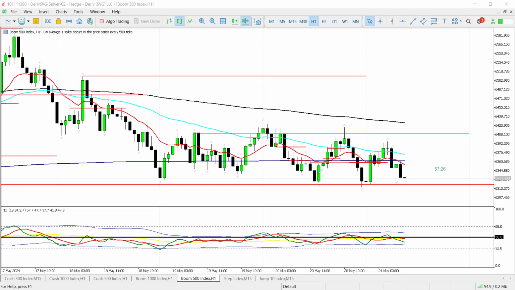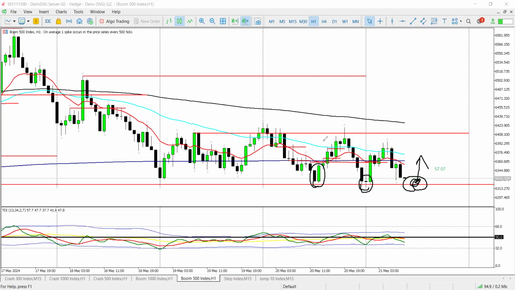What will be the sign for us to start looking for buys? We're looking for something like bullish engulfing. We're looking for something like a doji. We're looking for something like a pin bar. Any reversal candle which we can get on this area can show us that we are getting that buy motion.